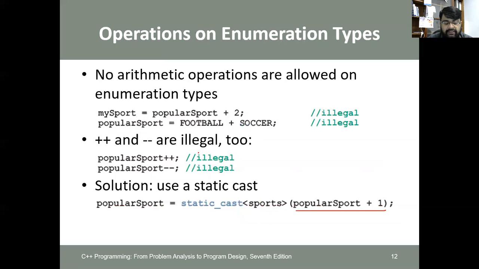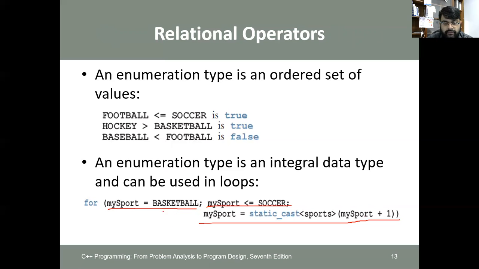Volleyball is missed. So now, here we are doing the increment operation. The increment operation alone does not work. However, you need to use a static cast, and then you can increment it by 1 to get the next sport.